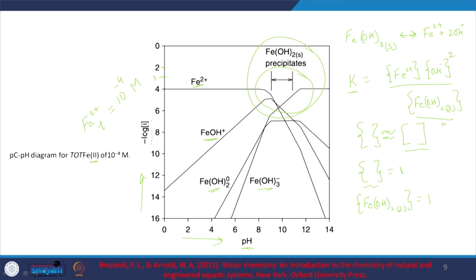Same case with water. If ever you see water, H2O, in either the reactants or the products, because everything is in water and we are talking about mole fractions at infinite dilution, it is also equal to 1. So, you can neglect it. In essence, this equilibrium constant equation will just be the activity of Fe2+, which I am representing by concentration, into OH minus raised to the power of 2. This is called the solubility product.